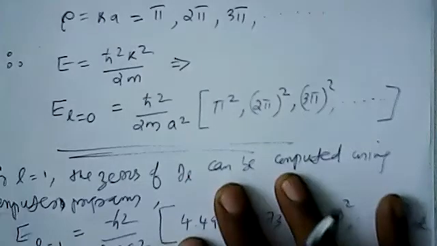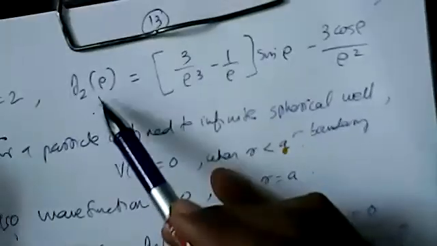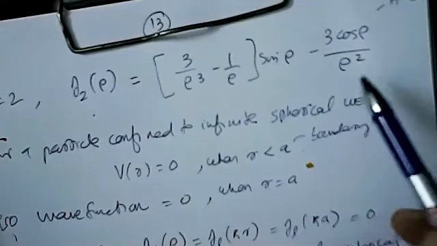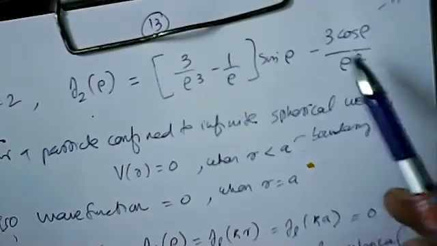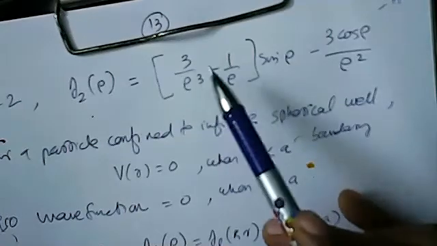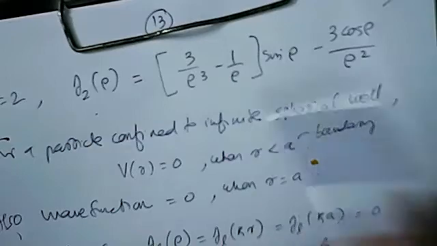For L equal to 2, that is your homework. You can find J_2. After this class, you can find this one and submit. Let me see who is submitting first. So when L equal to 2, J_2 you will get like this.